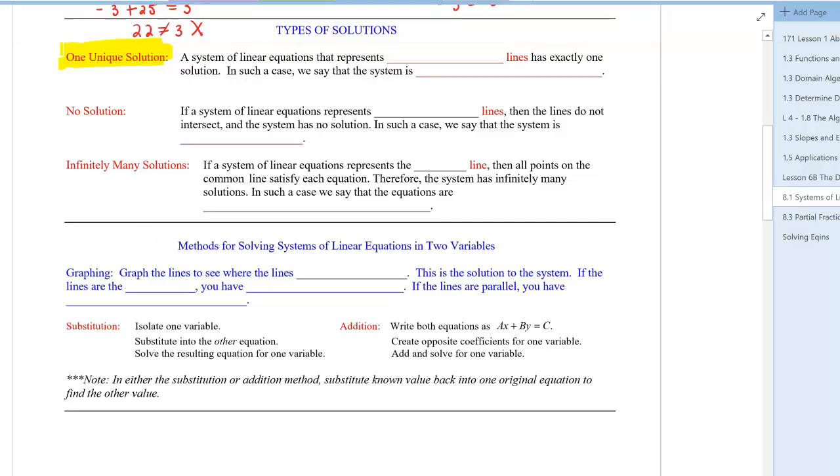A system of linear equations that represents intersecting lines has exactly one solution. In such a case, we say that the system is consistent and independent.